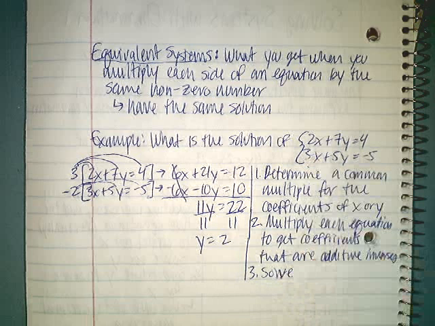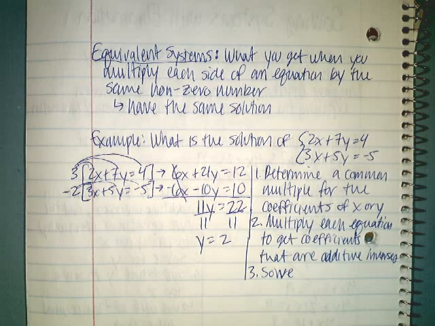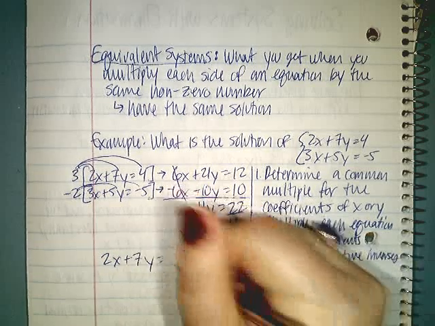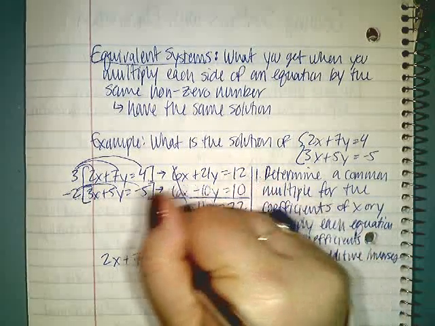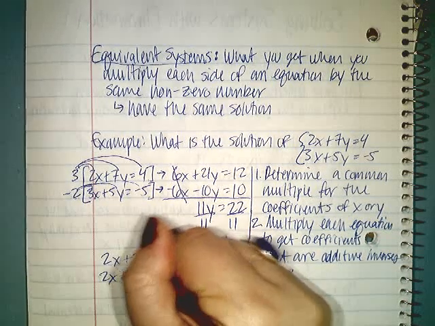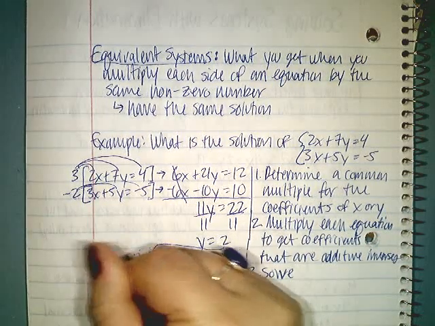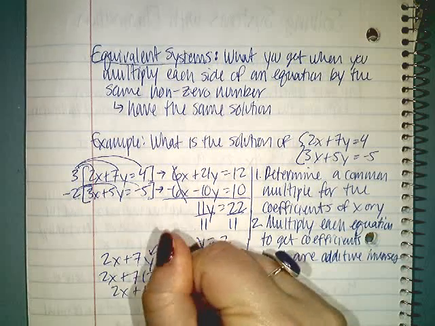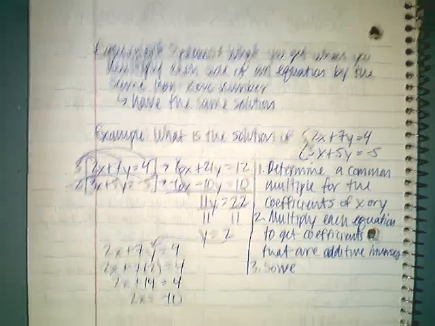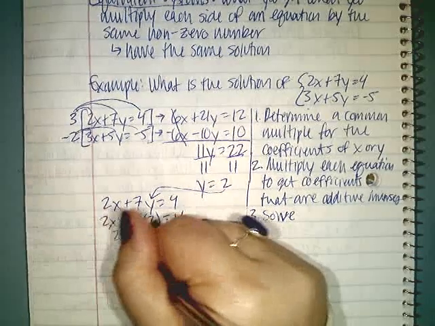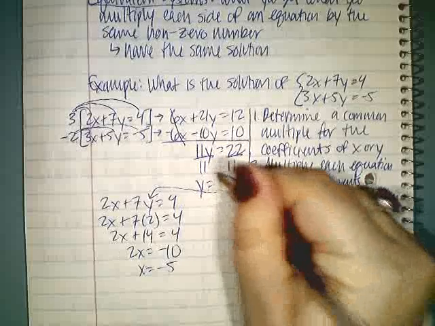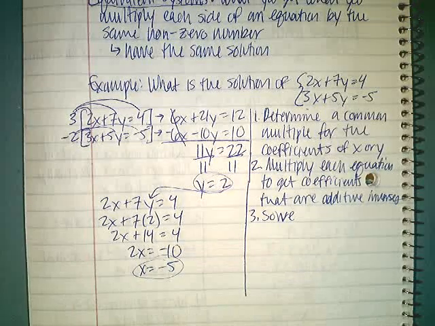Then I'm going to plug it back into either of my original equations. So I'm going to take 2x plus 7y equals 4. And I'm going to plug in that value of 2 for y. So I get 2x plus 7 times 2 equals 4. 2x plus 14 equals 4. 2x equals -10. X equals -5. So this is again just the same process that we did in our last example.